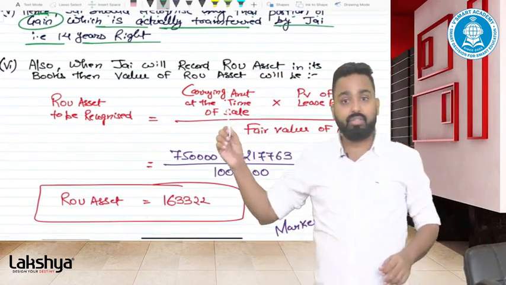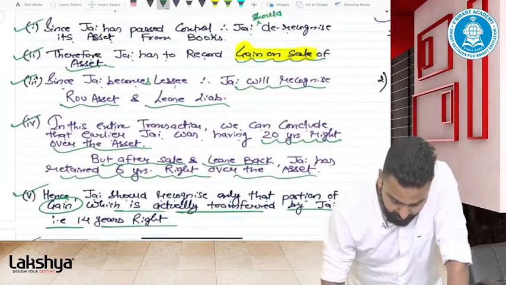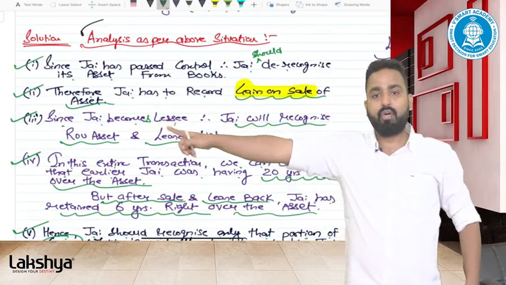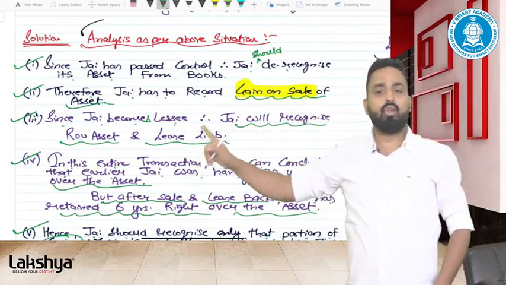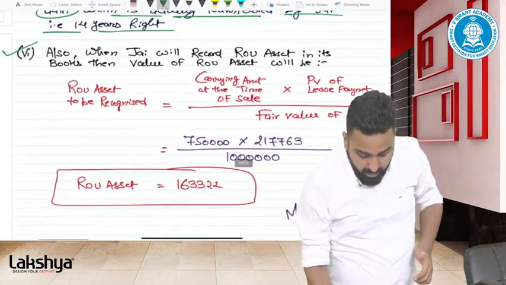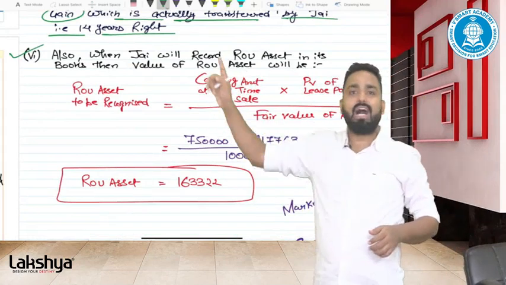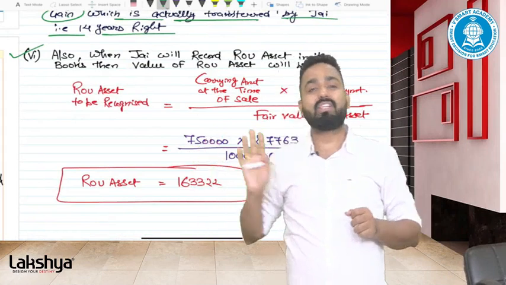Okay. Now, the sixth point. Now, we understood the third point. What was the third point? Since Jai becomes the lessee, Jai will recognize the ROU asset and lease liability. You understand? Okay. Now, at what amount should the ROU asset be booked?